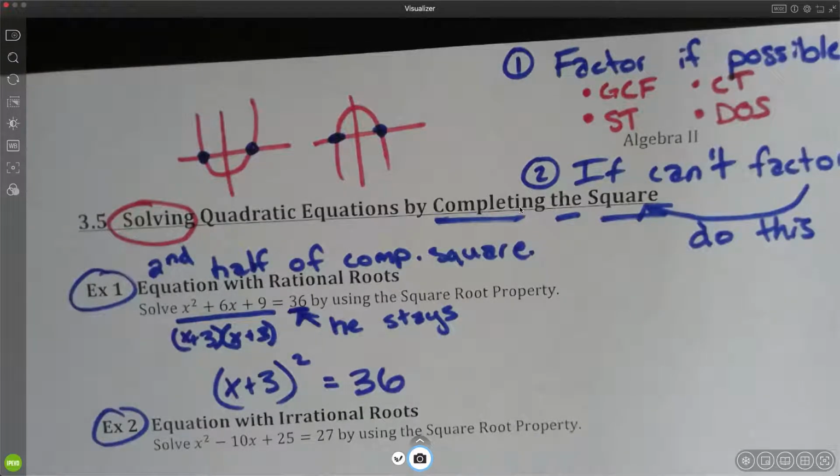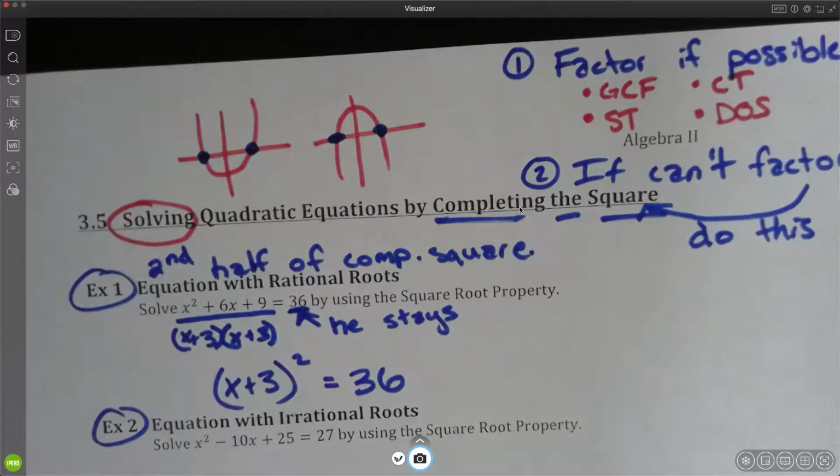Okay, are you writing this down? Don't lie to me, you are not. Write it down. Okay, now, how do you get the x by itself? How do you get rid of this square? You do what? I think somebody said it.